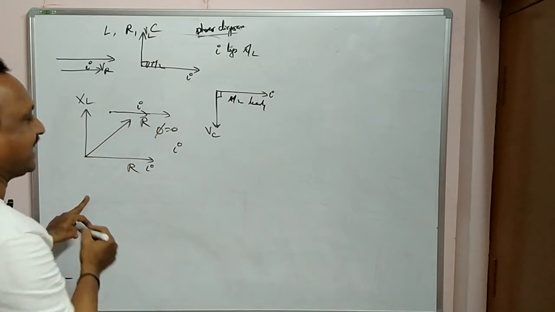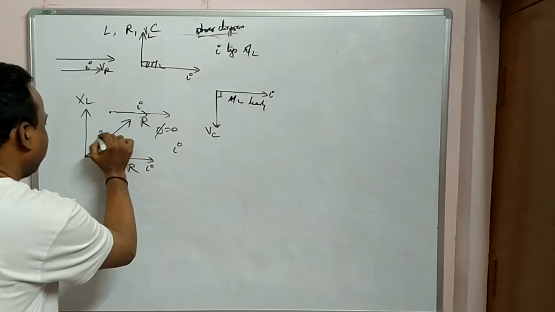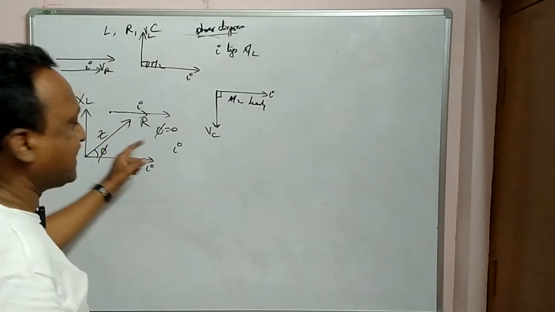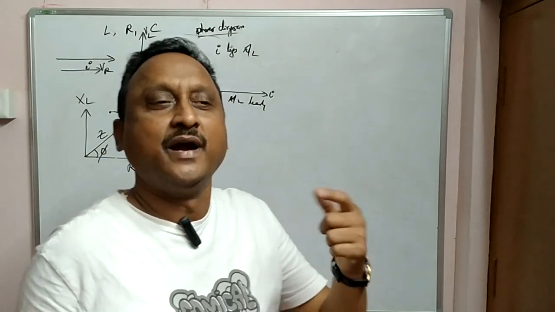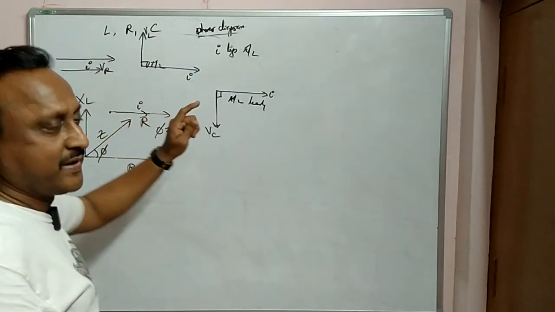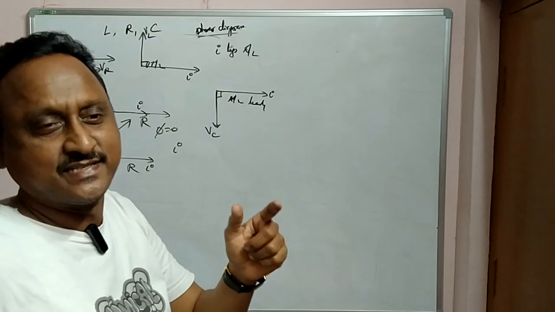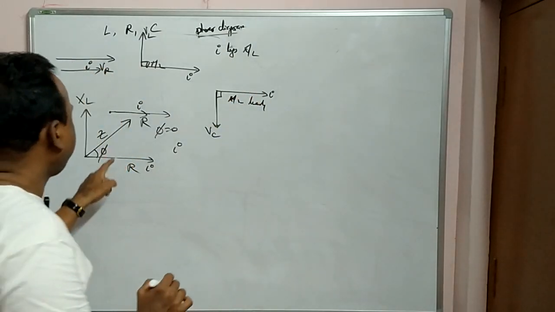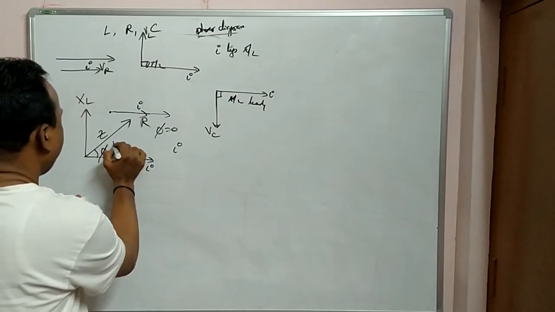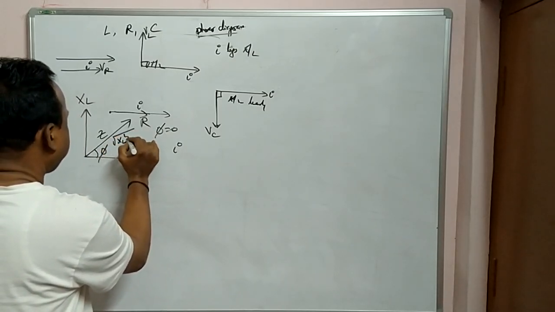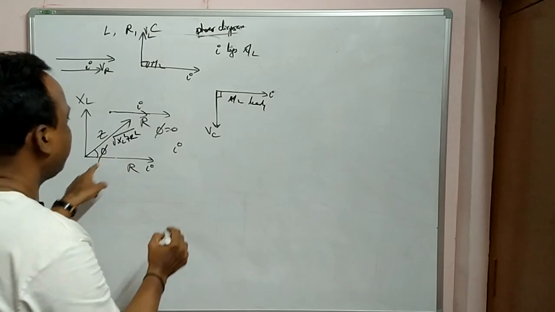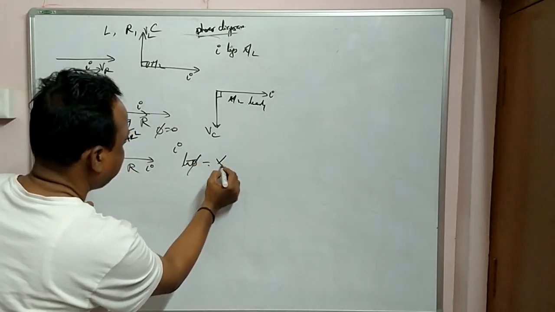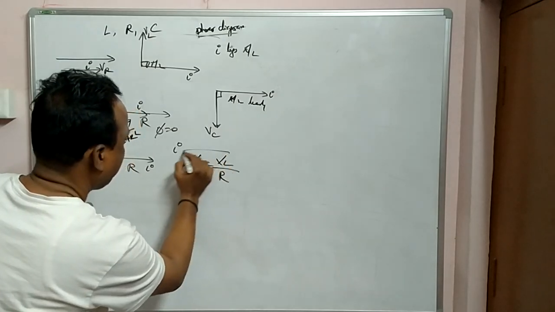So then a new letter comes for us, that is called impedance Z. What is impedance? Impedance is also resistance. But when an inductor or a capacitance is connected in the circuit, this impedance will come into picture. How to get Z? Root over XL square plus R square is the impedance value. The same way, what is tan phi here? Opposite by adjacent, that is XL by R.